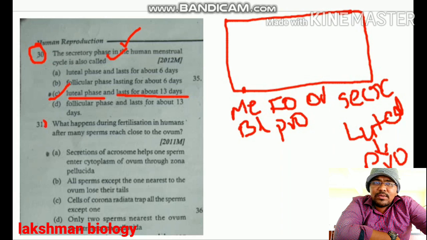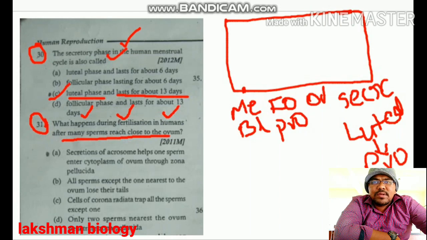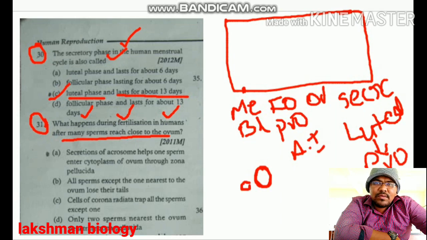Next, question number 31. What happens during fertilization in humans after many sperms reach close to the womb? Fertilization means the fusion of male gamete and female gamete, which occurs at the ampulla isthmic junction of the fallopian tube in human beings. When a lot of sperms reach near the womb, what happens? The sperm head contains the acrosome, which is filled with enzymes.